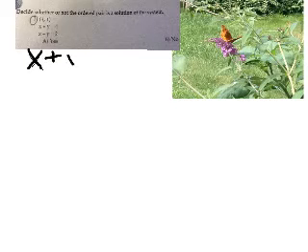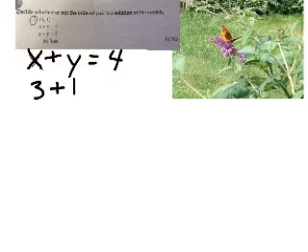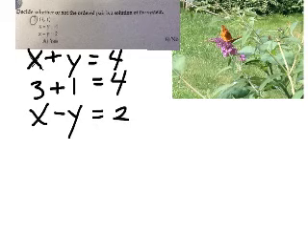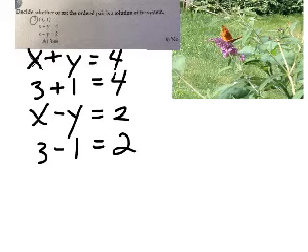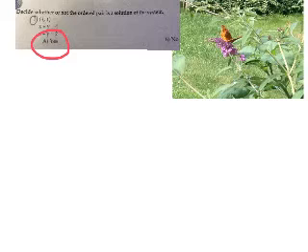x plus y equals 4. That's the first one. So we put 3 in for x and 1 in for y, because from our coordinates, 3, 1, right? And yes, they equal 4. So that's good in that one. It has to be good in both of them, though. The other one is x minus y equals 2. We'll put in the 3 for x, minus whatever the y is, which is 1. And yes, 3 minus 1 is 2. So the answer is yes.